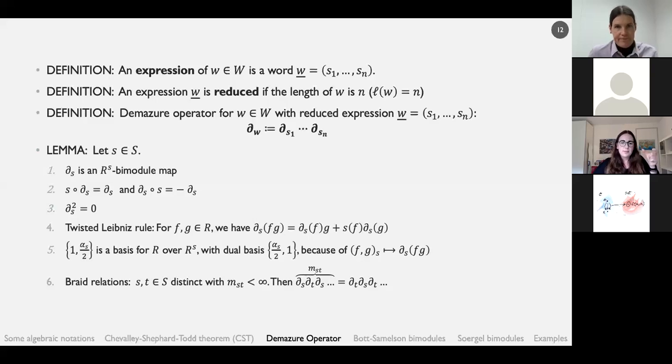And the next property is if we have s and t, 2 distinct simple reflections with m_st smaller than infinity, that then ∂_s ∂_t ∂_s and so on is equal to ∂_t ∂_s ∂_t and so on, where each side is a product of m_st Demazure operators. And this means that the braid relations are fulfilled.